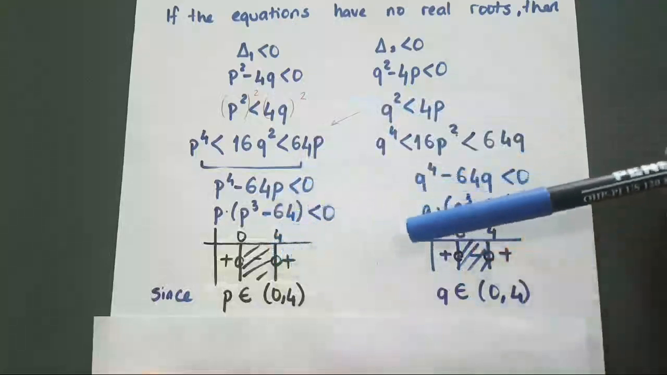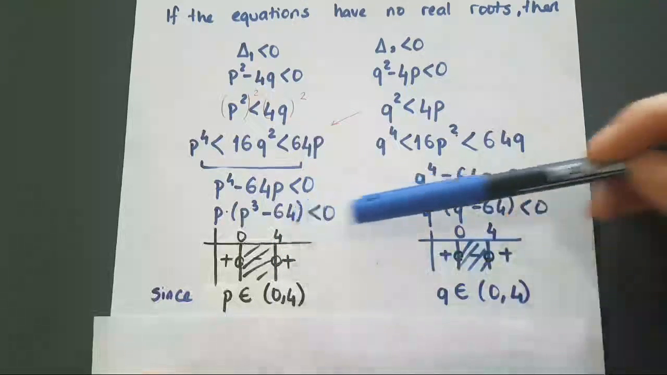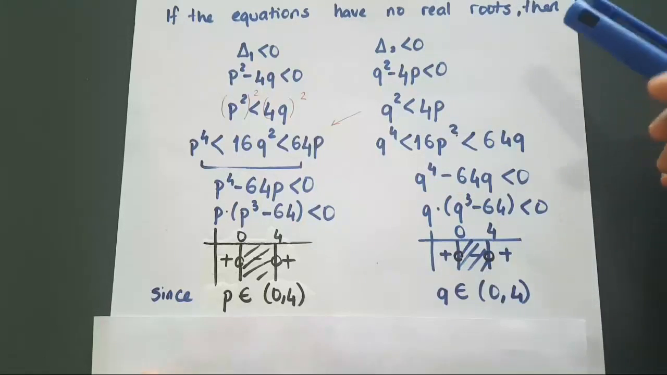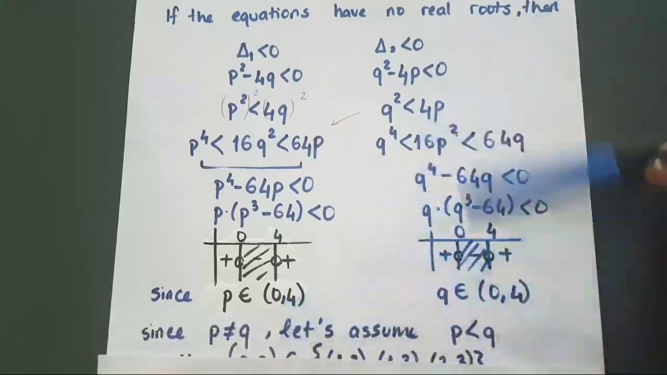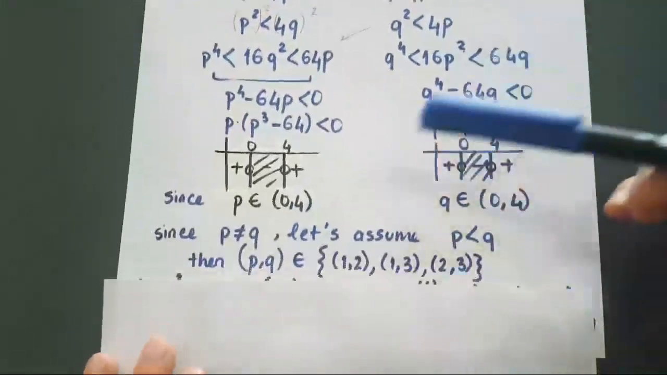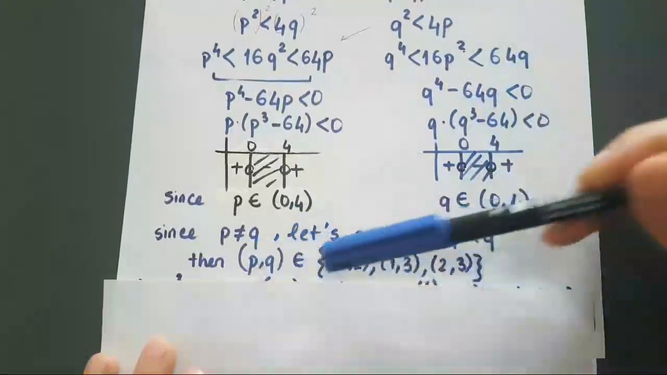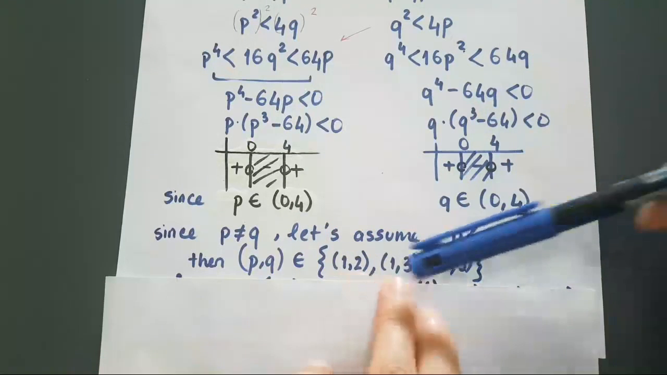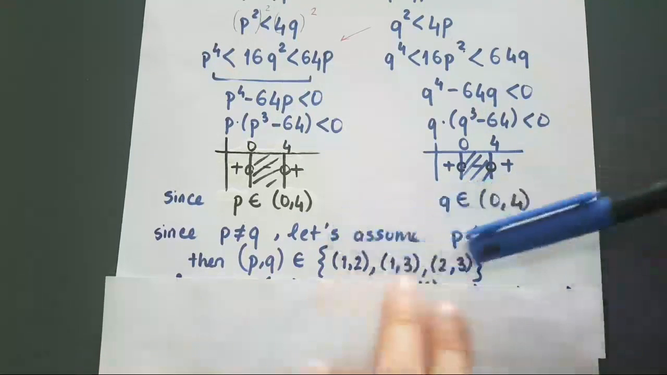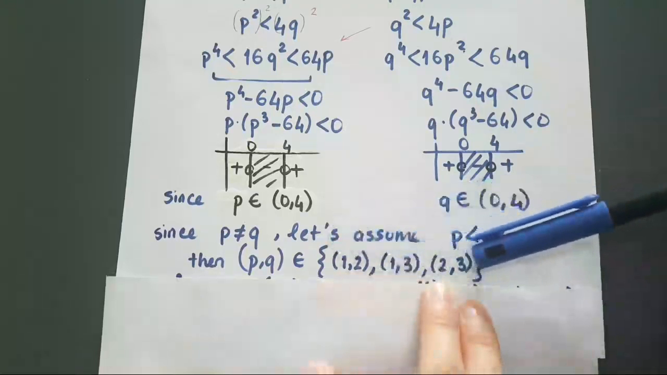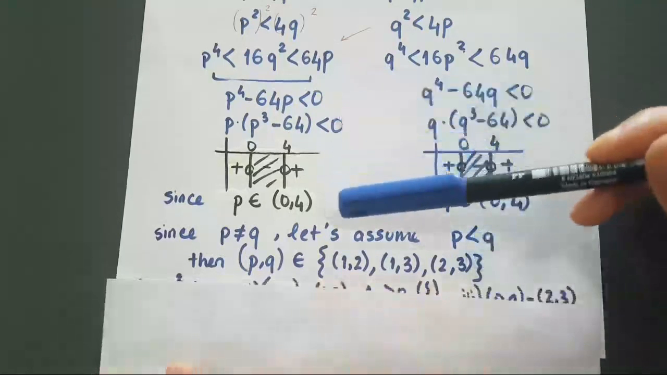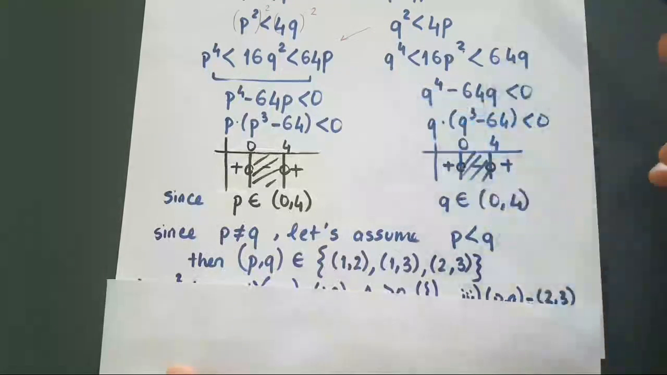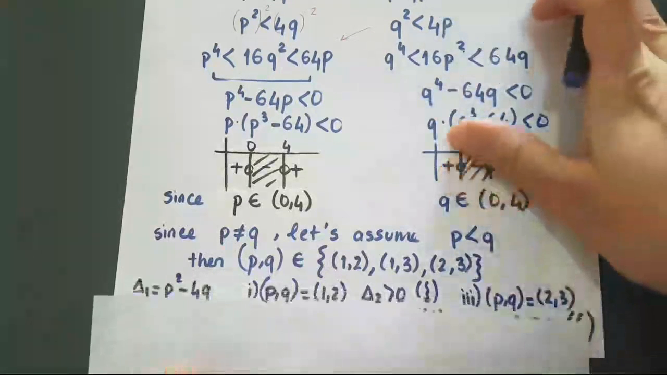If p and q are integers from 0 to 4, we know that they have to be positive and different from each other. So we assume that p is smaller than q, and I have written the possible ordered pairs. If p is 1, q can be 2 or 3. If p is 2, q can be 3. And then I checked (1, 2), (1, 3), and (2, 3), whether they make the discriminant smaller than 0 or not.